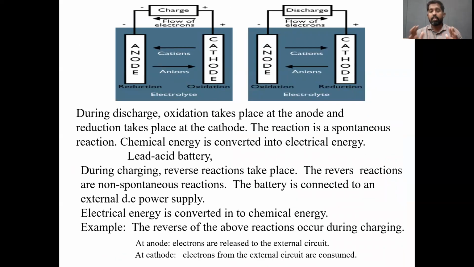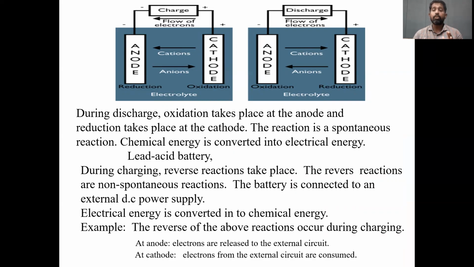So what happens during battery operation? During discharging, when we want to take out the power, electroactive materials, which are stored or which take part in the spontaneous reaction, convert to electro-inactive materials. As I told, oxidation takes place at the anode and reduction takes place at the cathode. Here the chemical energy is converted into electrical energy. A simple example is the lead acid battery.